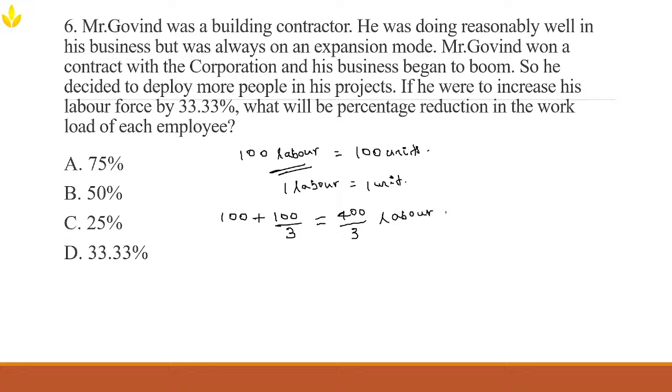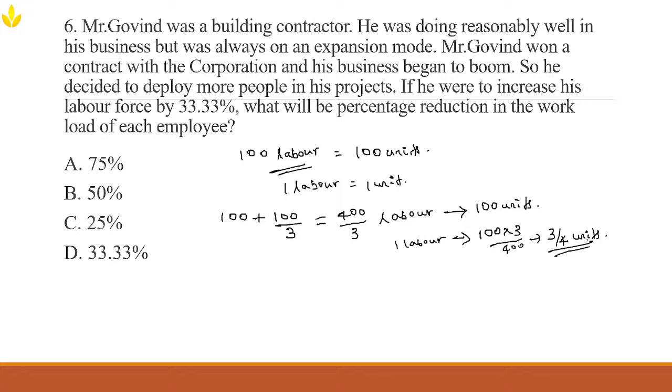But all these increased laborers will also be completing only 100 units of the work. So now what we have to find out is the reduction in the work of each of the employees. So 400 divided by 3 laborers complete 100 units of work. That means one laborer can complete how much of the work here? That gives you 100 into 3 divided by 400. That comes to 3 by 4 units of the work.